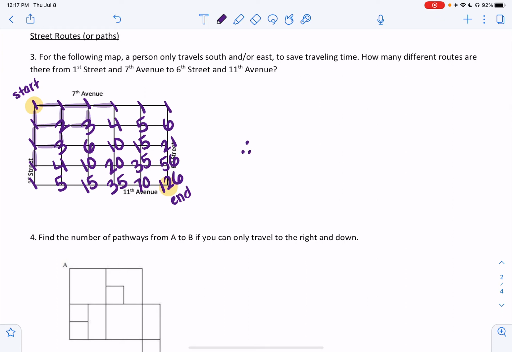So, therefore, there are 126 different routes that they can take.